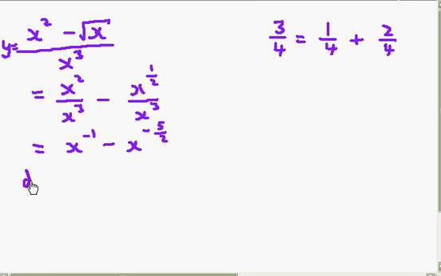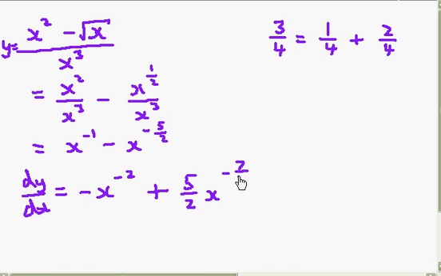Okay, so now we can work out dy by dx and differentiate. So the minus 1 comes down, I get minus x to the minus 2. Now we've got minus 5/2 comes down to the front, so that minus turns into a plus 5/2 x, and I take 1 off the power, so I get minus 7/2. Okay?